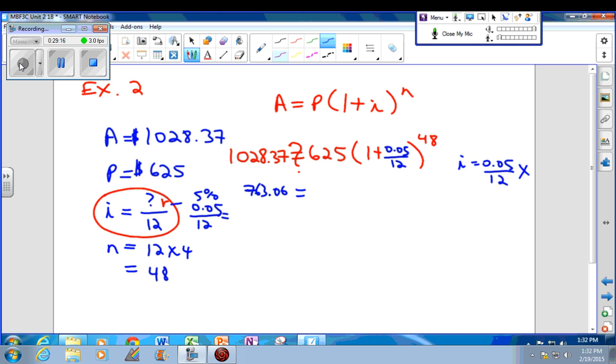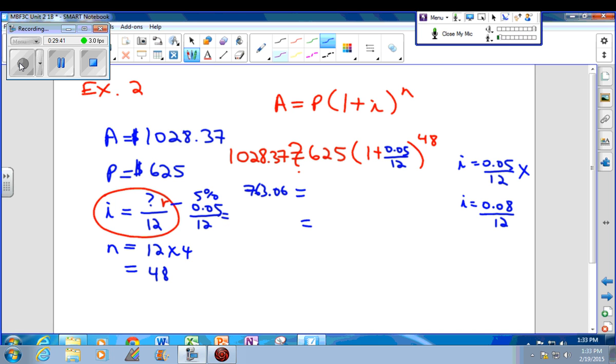Because we know the interest rate has to be higher, right? It has to be higher than 5%. So what should we pick next? Well, that's a pretty low number. Let's pick something a little higher, like 8%. And we'll try that again. So what do we get when we work this out?